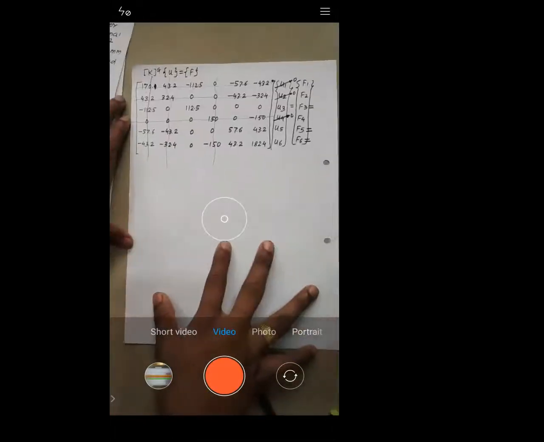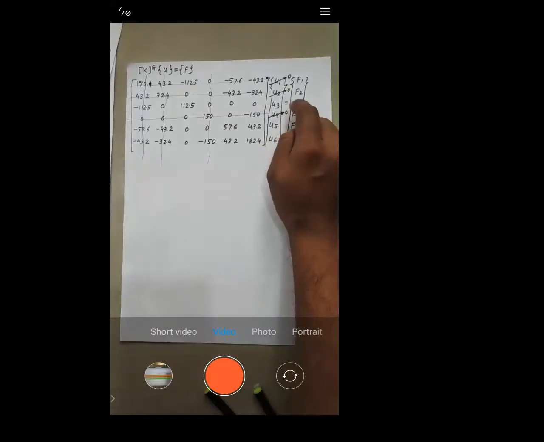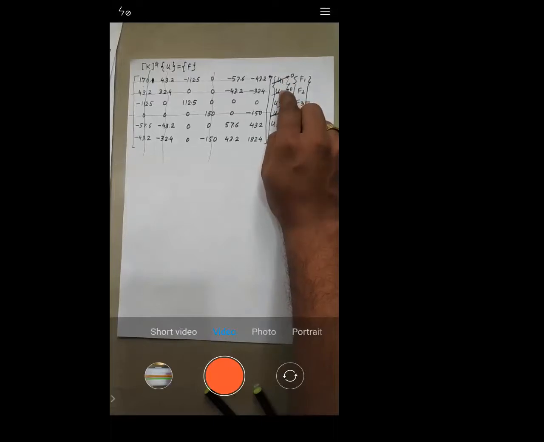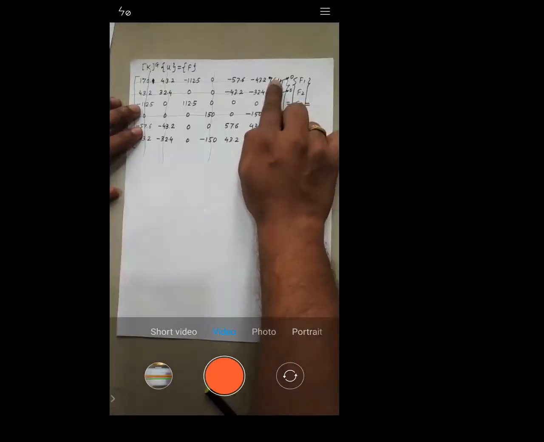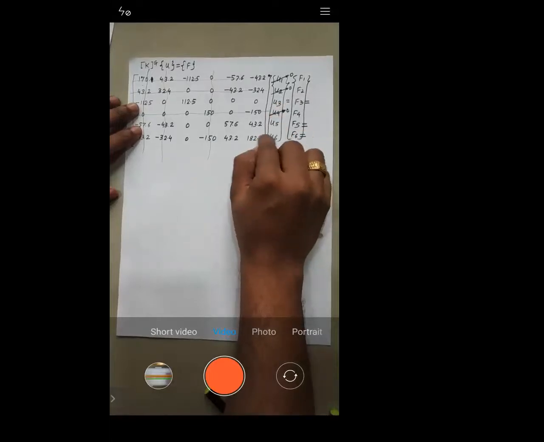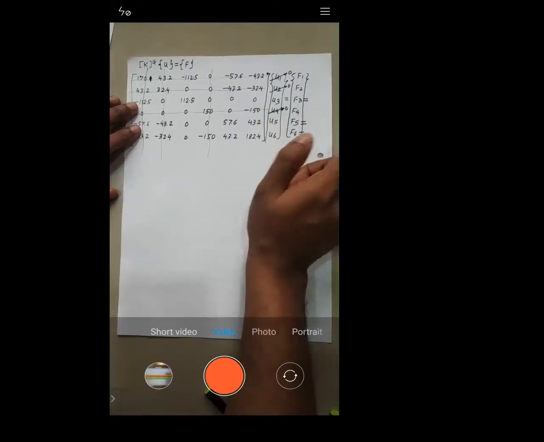Now we have this equation: the stiffness matrix multiplied by displacement is given by force, right? These are the displacements. There are 3 nodes, and each node can move in 2 directions, so there are 6 displacements. Similarly, there will be 6 forces. U1 and U2 are the displacements at node 1; U1 is in X direction, U2 is in Y direction. Similarly, U3 and U4 are displacements at node 2; U3 is in X direction, U4 is in Y direction. U5 and U6 are displacements at node 3; U5 is in X direction and U6 is in Y direction, right?